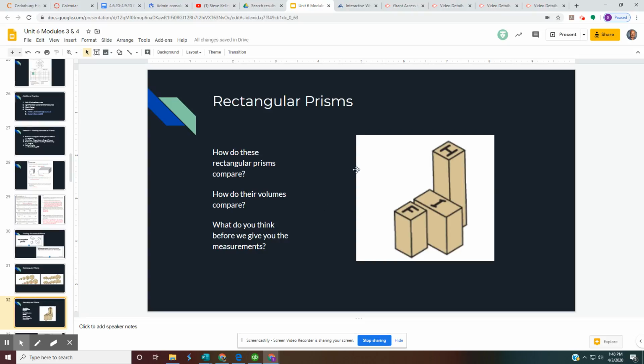So before I give you the measurements, that's what I wanted. I want you to just think about these blocks and how they relate. So how does F relate to I? Well, I think if I put F here, I might be able to put another F next to it. So I might say that F would be half the volume of I.